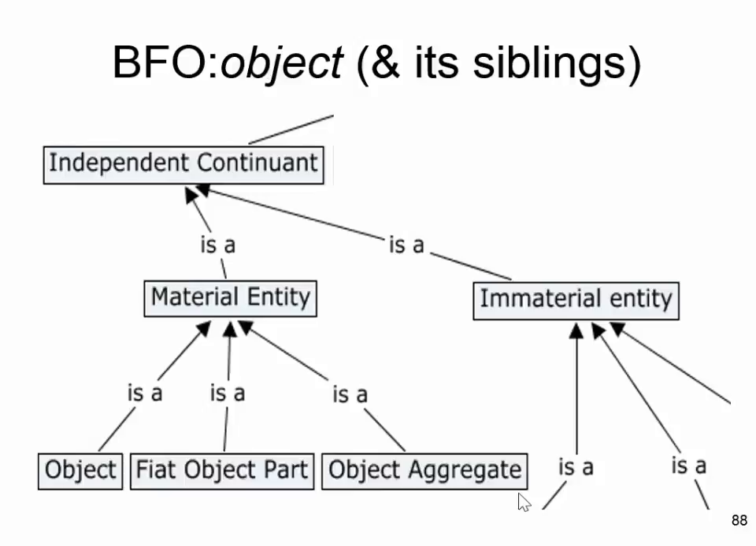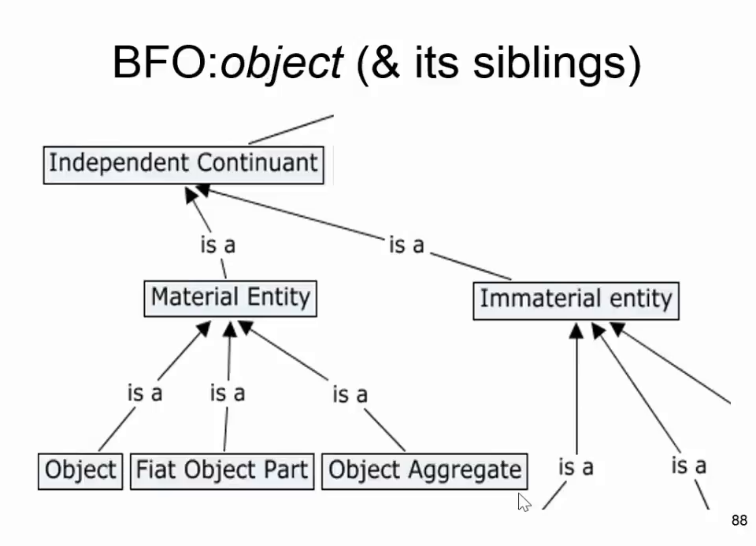Fiat object parts are always connected to other Fiat object parts. In fact, this is how we define connectedness. Connectedness is always through a Fiat plane for material entities. This table is an object, and it's held together by screws or glue. If we pull it apart, we create two objects: the base, which is metal, and the top, which is probably wood.